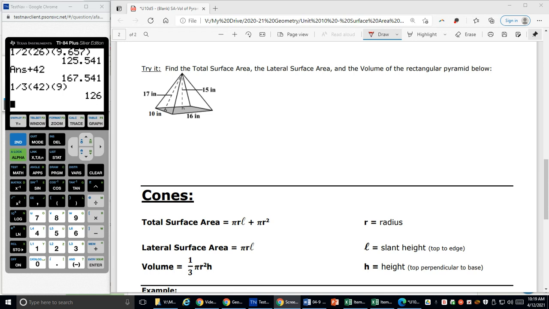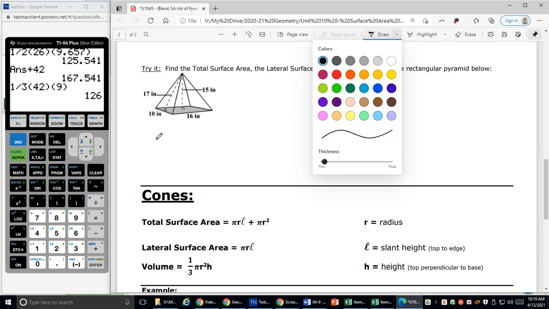All right, welcome back. In this example, we're going to look at the total surface area, the lateral surface area, and the volume of the rectangular pyramid below. And this time it's not leading me through the steps, so I'm going to just do them on my own. The very first thing I'm going to do is find the perimeter and the area of the base, which means the first thing I have to do is say, what is the base?